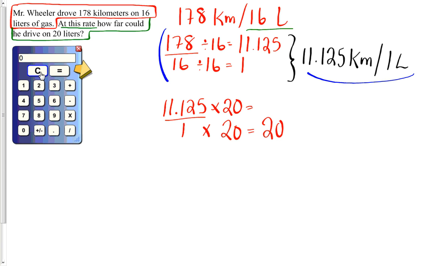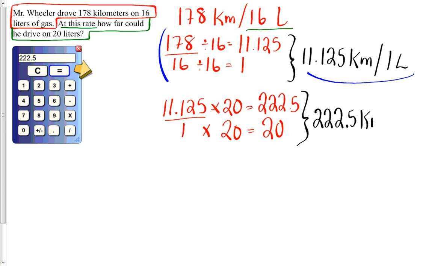Go back to my calculator, 11.125 times 20 equals 222.5. So I have found out that Mr. Wheeler could go 222.5 km on 20 liters. So I've solved my question.